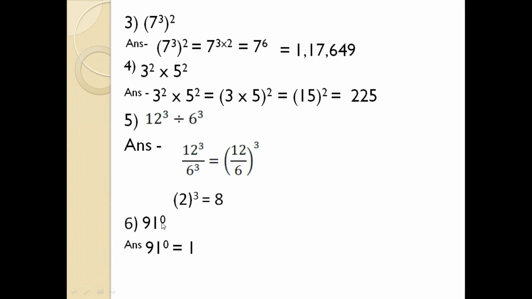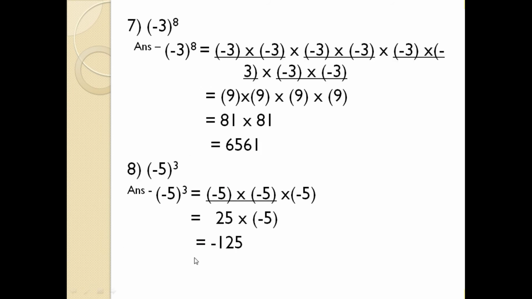91 raised to power 0. So if any number's power is 0, then the answer will come 1. Then here, minus 3 raised to 8. So we have to multiply this minus 3 by itself 8 times. So minus 3 into minus 3 into minus 3 into minus 3, these 8 times.